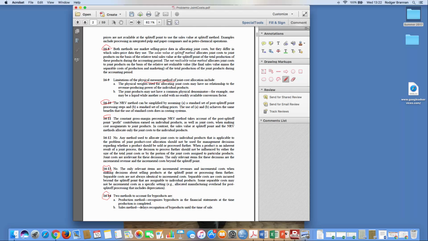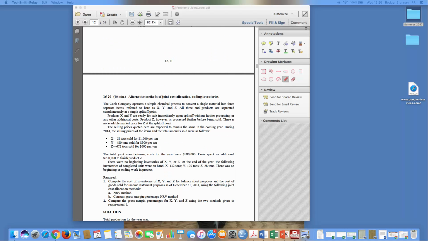With respect to how you handle byproducts, we'll look at the production method and the sales value method, and we'll look at some examples of that. All right, in number 20, we're going to look at probably the two more complicated methods for allocating joint cost. One being the net realizable value, and the second being constant gross margin.